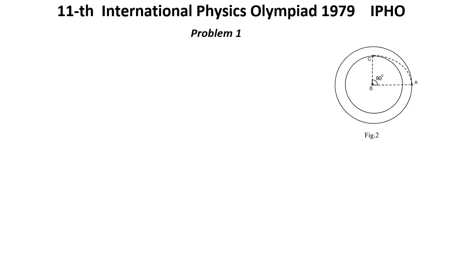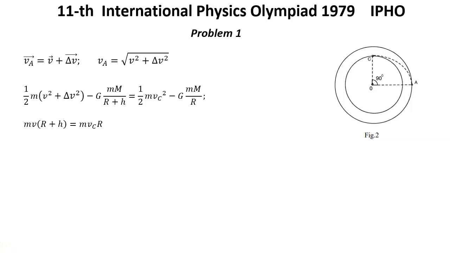Solution for question 2. In the second case, the impulse vector is directed perpendicular to the initial velocity vector. Thus we have these two expressions for the vector v_A. Based on the energy conservation law in this case and from the momentum conservation, the equations can be written in the form of these two equations.